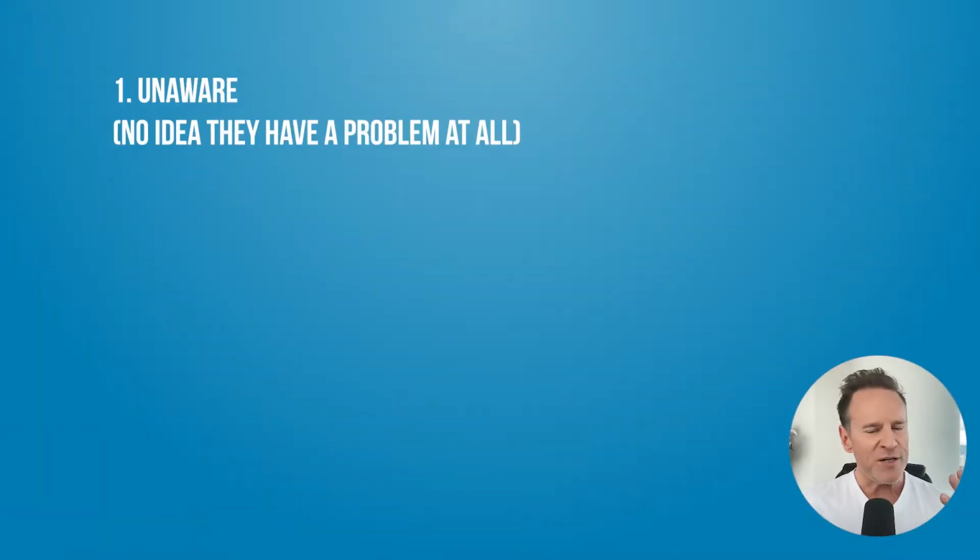Notice all these hand gestures, okay? Five different ways. Five. What are the five stages? What are the five stages of buying? Well, let's walk through them right now. Stage one is the unaware buyer. They don't even know they have a problem.